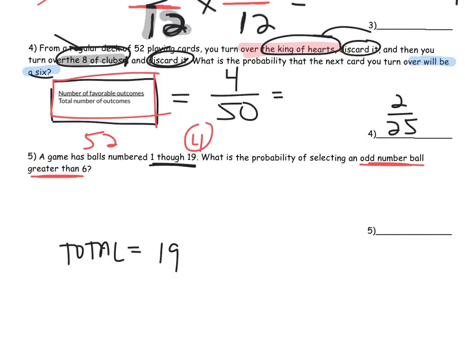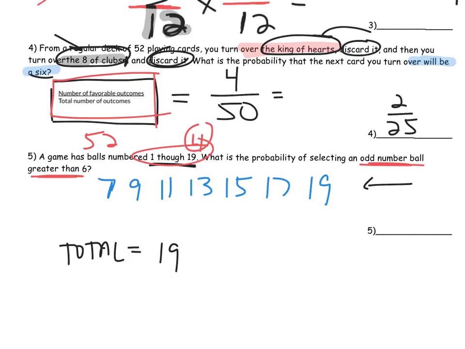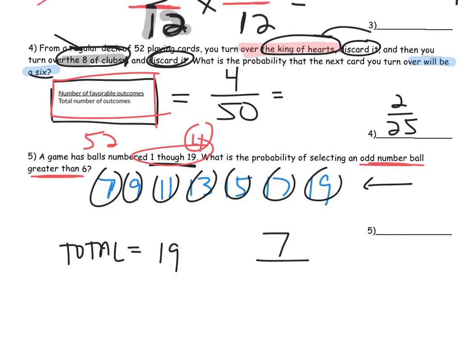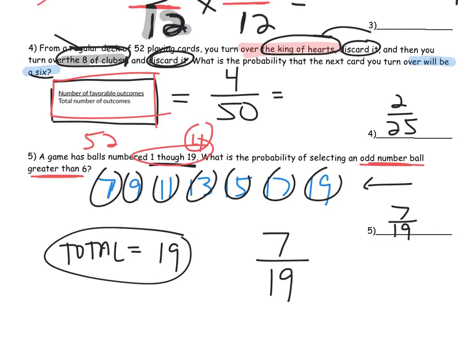Well, think about the odd numbers greater than 6. There's 7, 9, 11, 13, 15, 17, and 19, right? Because the game goes from 1 to 19. So these are the odd numbers greater than 6. How many of them are there? 1, 2, 3, 4, 5, 6, 7. So here the number of favorable, 7, over the total, 19. So here your probability is 7/19.